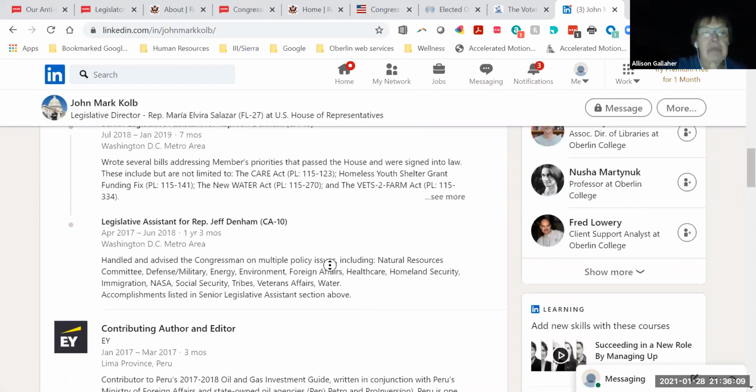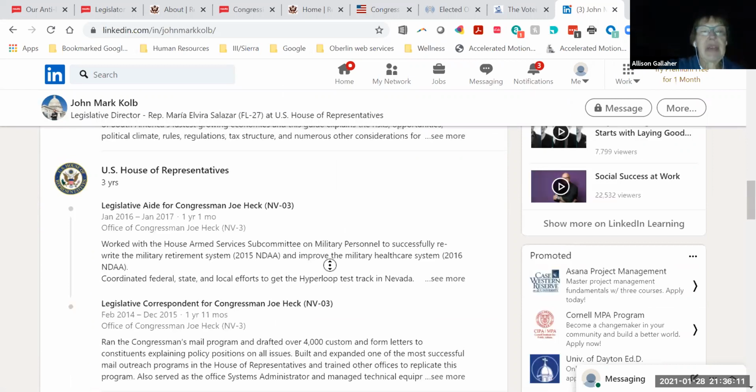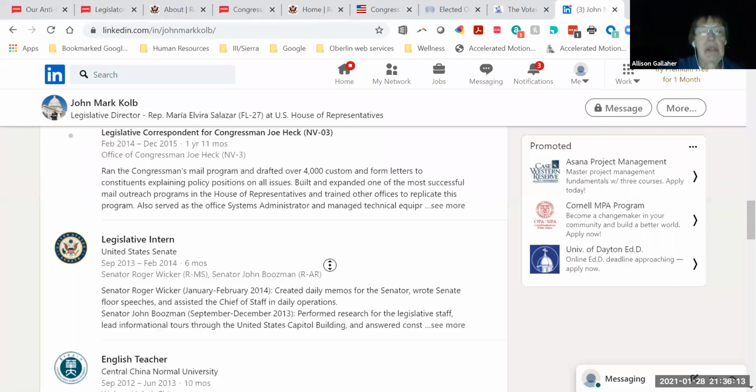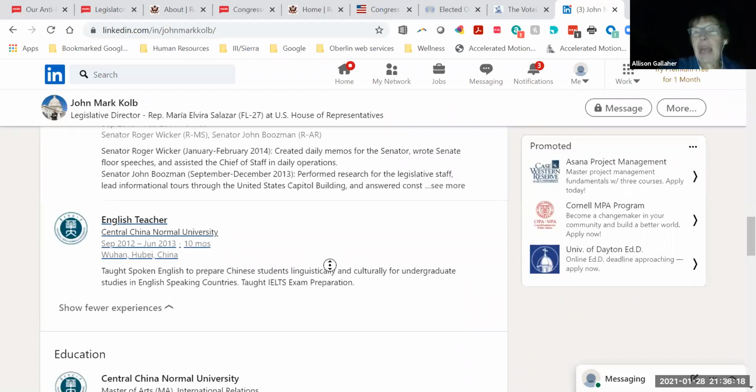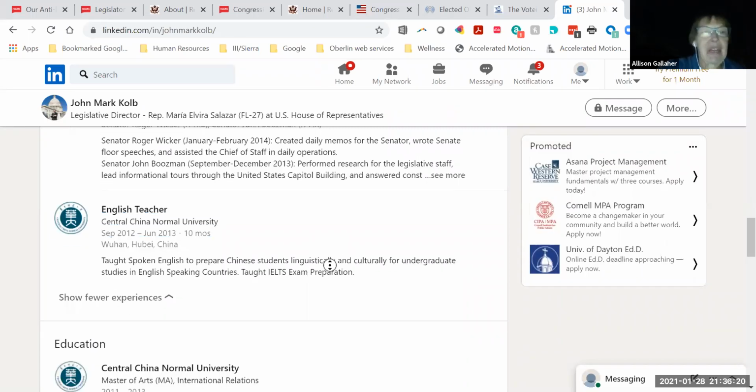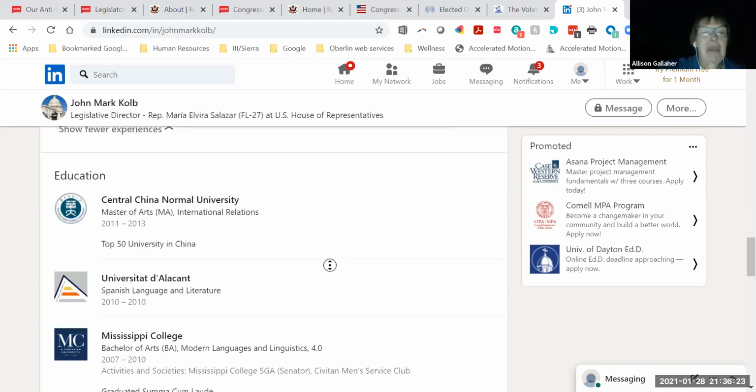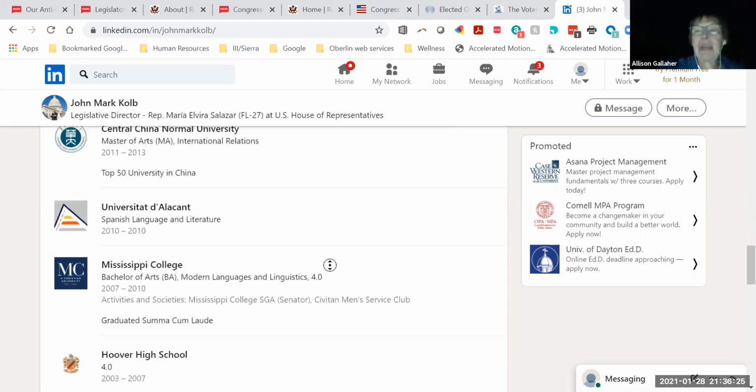He's worked in both the Senate and the House for a variety of people. Before that, he taught English as a second language at Central China Normal University. That's fascinating. He went to Mississippi College and graduated in 2010. And I have to say, as a baby boomer, I'm like, how can someone who graduated in 2010 already be a legislative director? And that's because he's in his 30s. He's not a baby, just because that seems very recent to me.